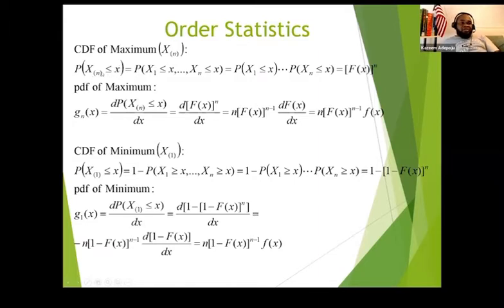If you want to find the probability of the maximum being less than or equal to a realized value, it is the same thing as finding the probability of X1 less than or equal to a realized value, X2 less than or equal to the realized value, and so on until you get to this.